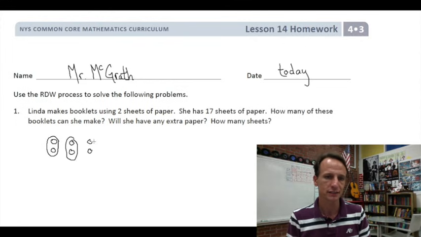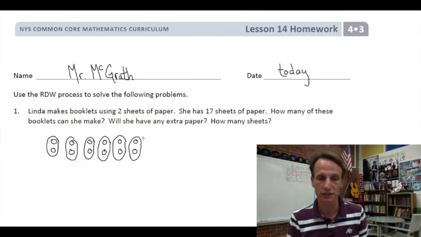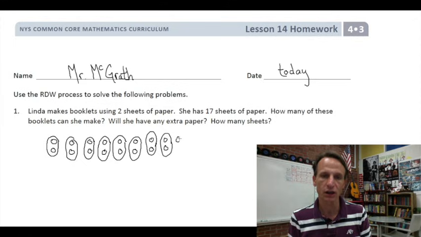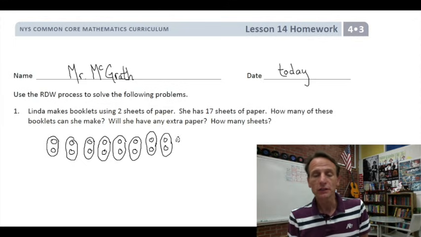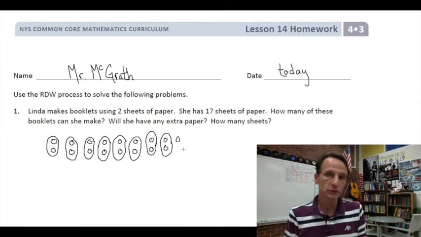So 5, 6, there's a booklet. 7, 8, there's a booklet. 9, 10, there's a booklet. 11, 12, there's another booklet. Remember, she has 17 sheets here. So that was 12. So 13, 14, there's a booklet. 15, 16, there's a booklet. 17, oh, golly, can't make a booklet. There's only 1 sheet there.